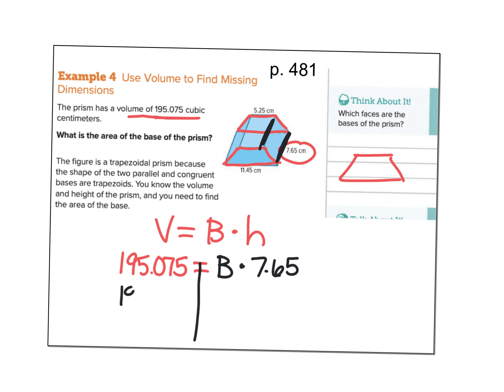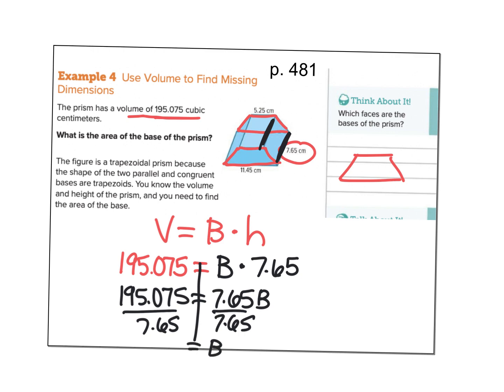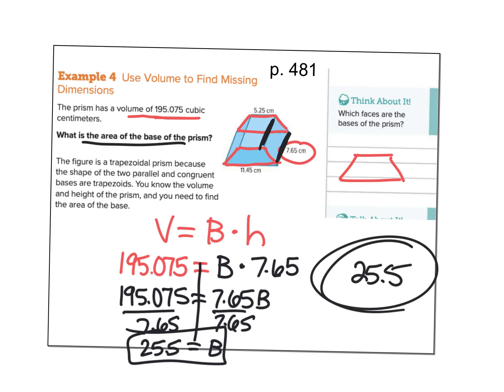So I'm going to rewrite this. I have 195.075 equals, I'm going to write 7.65 times b. So if I want to get the b by itself, I'm going to divide by 7.65, divide by 7.65, and I get the area of the base. I'm going to type that in real quick. Is 25.5. Okay, now I'm just going to read the question just to make sure. It says, what is the area of the base? That's all I need. So 25.5. I don't actually have to do anything else. I just wanted the area of this trapezoidal base.